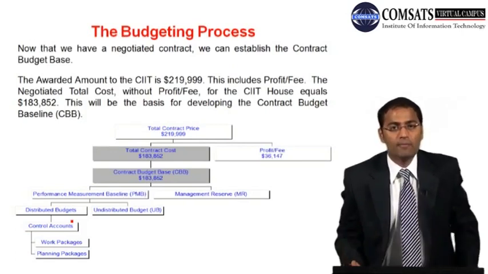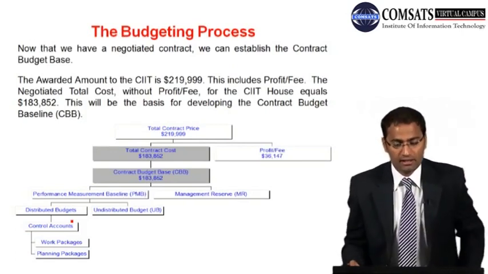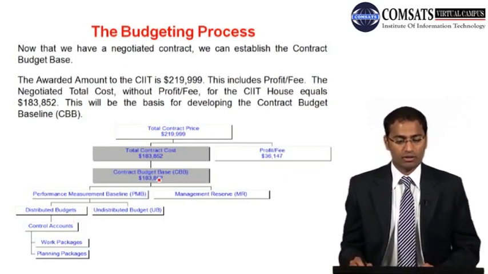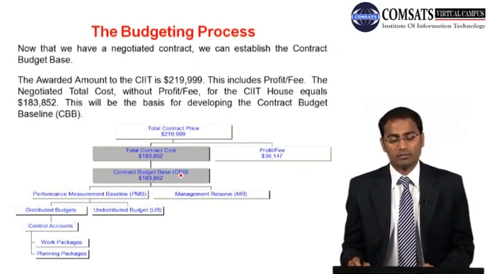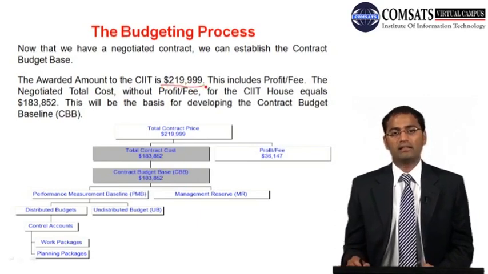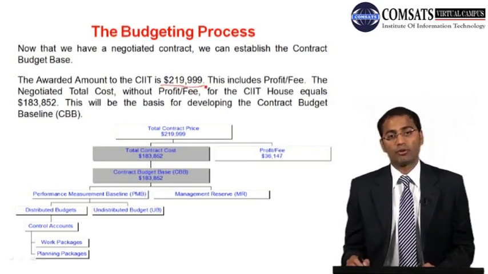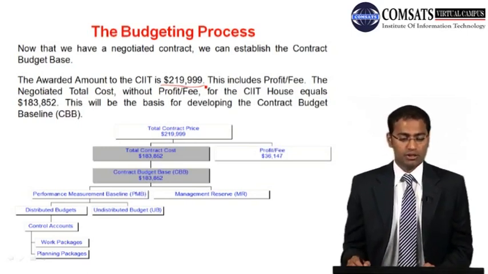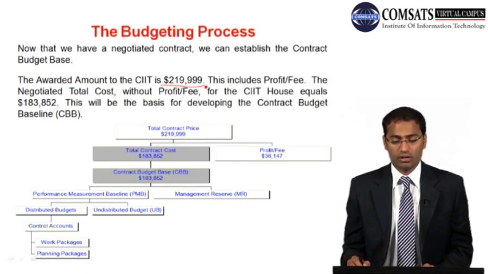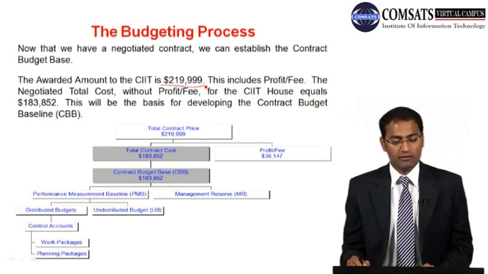So remember, we had a negotiated contract, and we can establish a contract base, budget base. The awarded amount to CIIT is 219,999, and this includes the profit and fee as well. The negotiated total cost without profit or fee for the CIIT house equals 183,852.